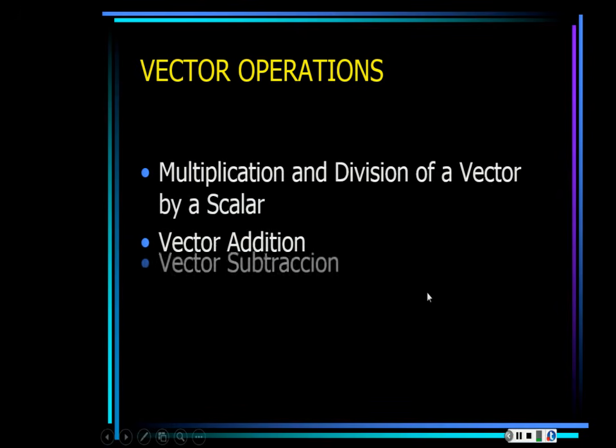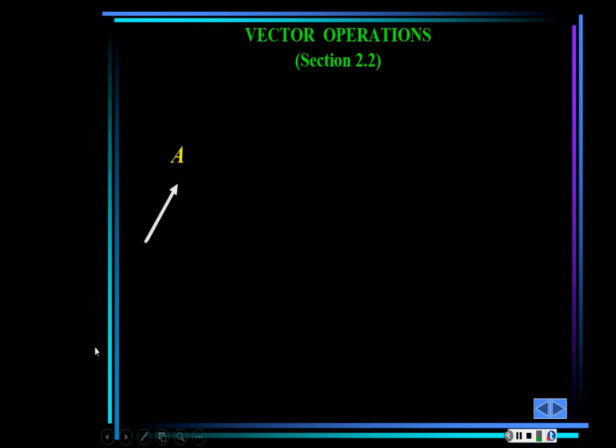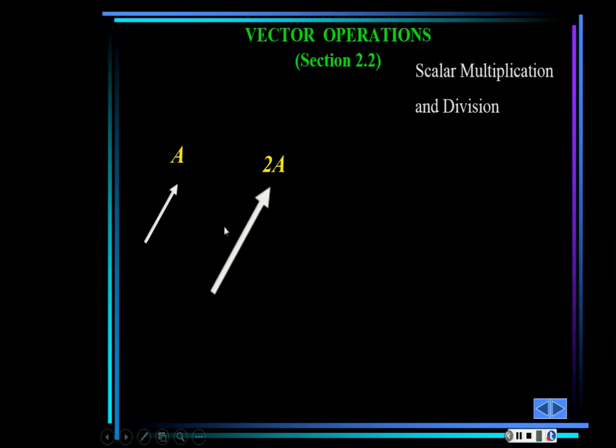You learn vector addition, you learn vector subtraction, you learn resolution of a vector, which is decomposing a vector into components. So vectors are really easy. If you had that vector A, for example, and I want to multiply that vector by a scalar and find 2A, what is happening there? Basically what I'm going to get is a vector that is twice the size of the original vector. Easy.